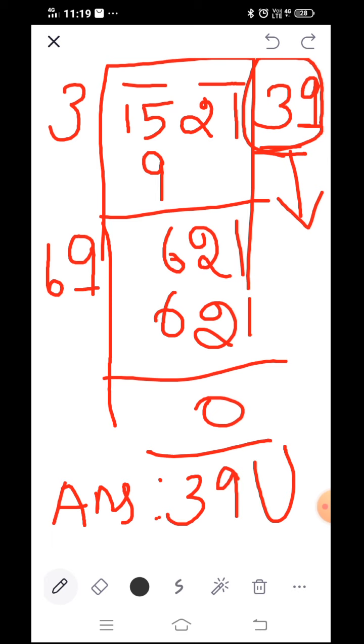Let me say the formula finally. To find the distance between any 2 points, if the coordinates are x1, y1 and x2, y2, the distance is root of x2 minus x1 the whole square plus y2 minus y1 the whole square. If one of the points is the origin, then the formula will change to root of x square plus y square.